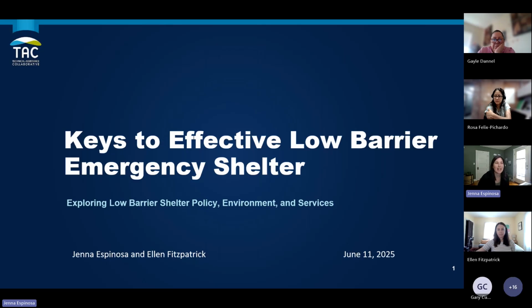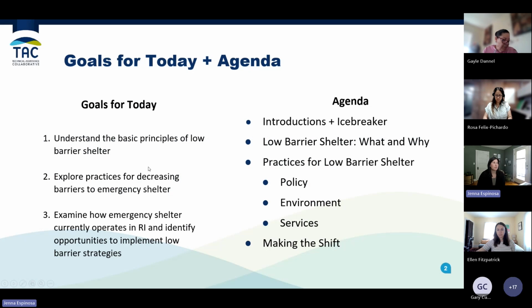But you are here because you are joining this Keys to Effective Low Barrier Emergency Shelter training. It's a mouthful. And today we're really going to be focusing on what low barrier shelter is and the policies, the environment, and services that go into making low barrier shelter possible. So as far as goals for today, really focusing on basic principles and conditions for making low barrier shelter possible, exploring practices for decreasing barriers to emergency shelter, and really looking at what other low barrier shelters have done as far as policies, environment, and services.